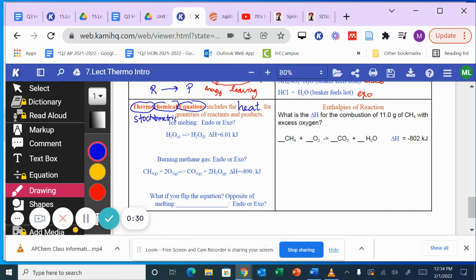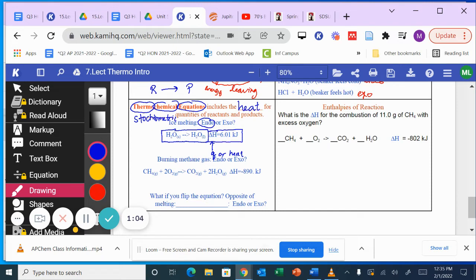So here we have an equation where ice is melting. It used to be solid on the reactant side, and now it's liquid, it's melting. When ice melts, is it endothermic or exothermic? Yes, you're right, it is endothermic. So you're putting energy in. The delta H is the heat that you need. It's the same as Q, the heat that you need to melt that solid water, ice. The delta H is 6.01 kilojoules.